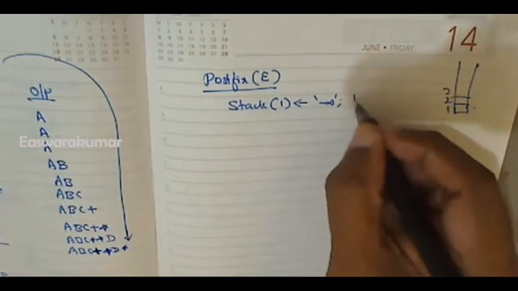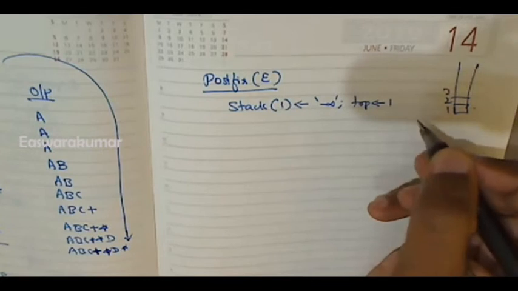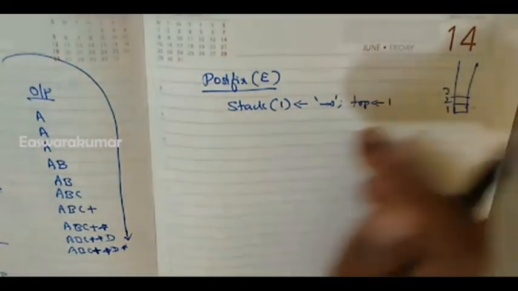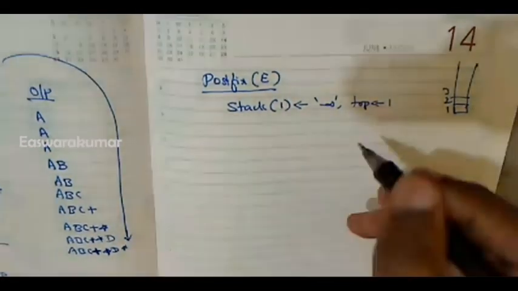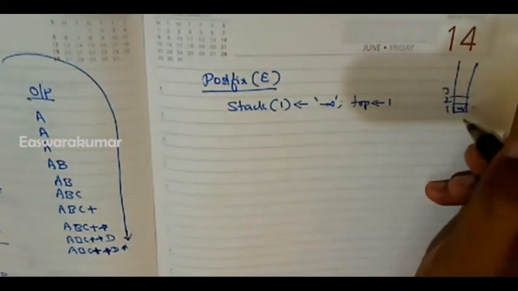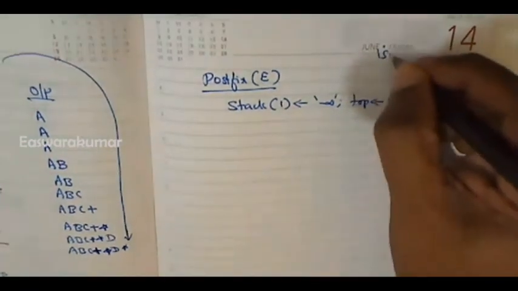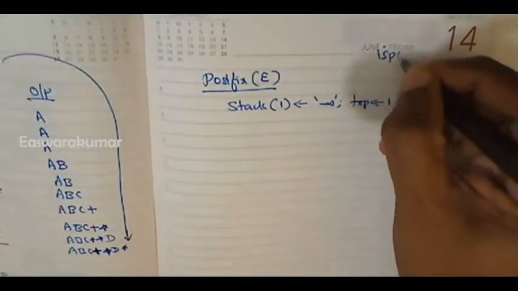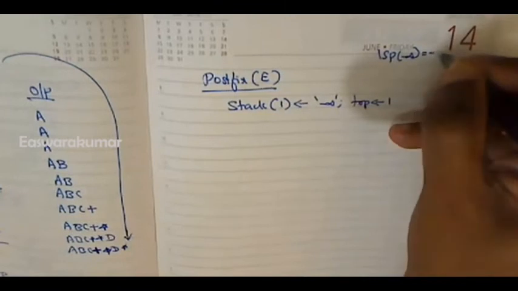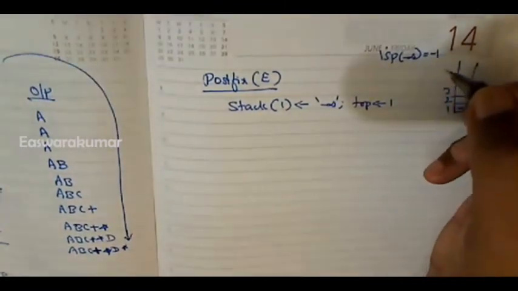Once we insert the value, the top pointer will move to that, so top is equal to 1. Now you remember the in-stack priority. Whatever we insert in the stack, we have to define its in-stack priority. So we assume that the in-stack priority of this minus infinity is equal to -1.